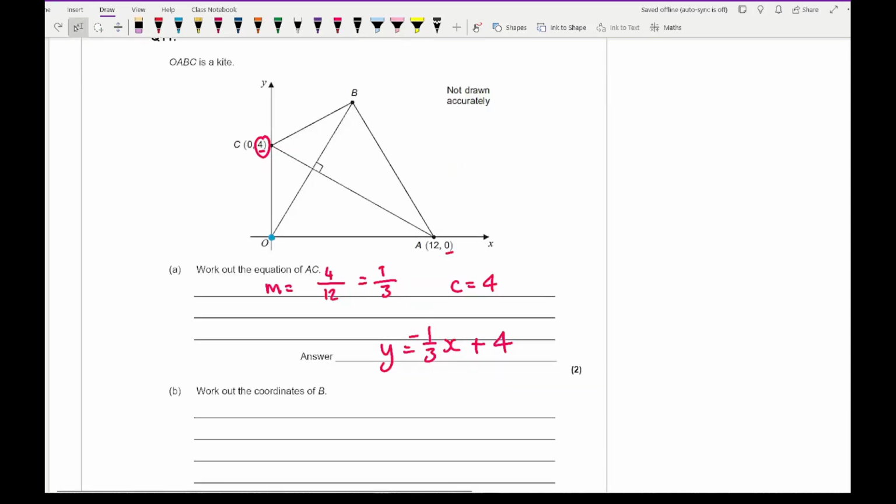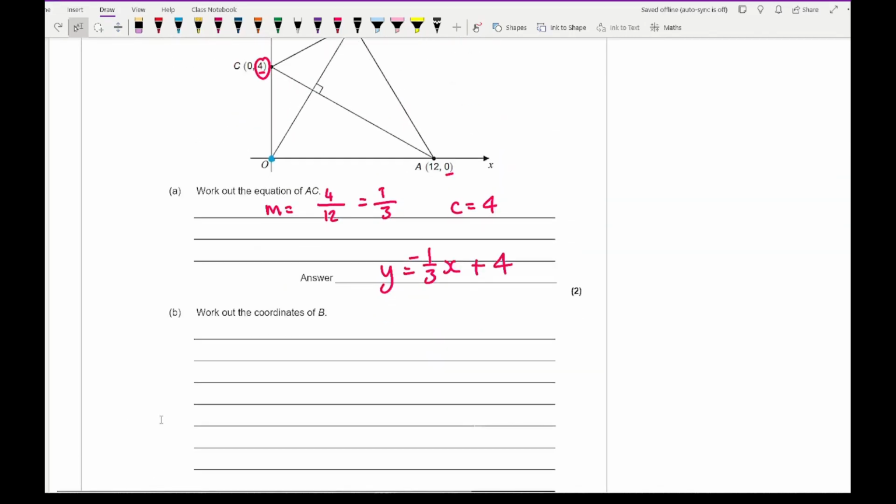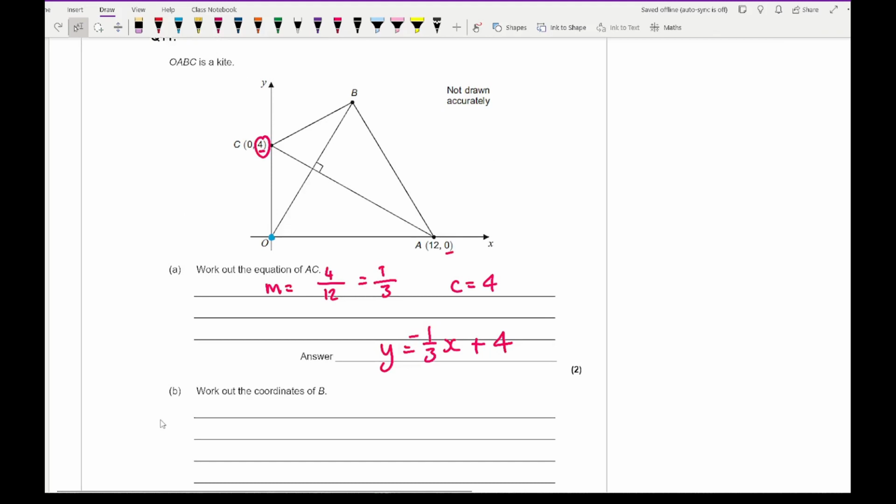Now moving on to part B, it says work out the coordinates of B, and this question is worth 6 marks, so quite a lot of work needed for this particular part. Now for this there's a few steps of what we need to do. So the first step is to find the equation of OB.